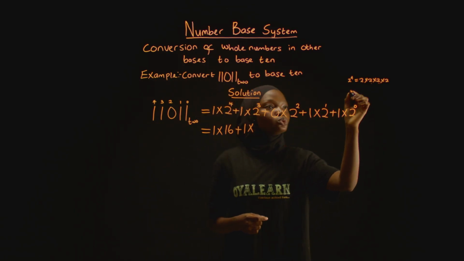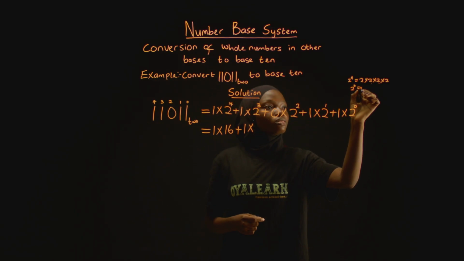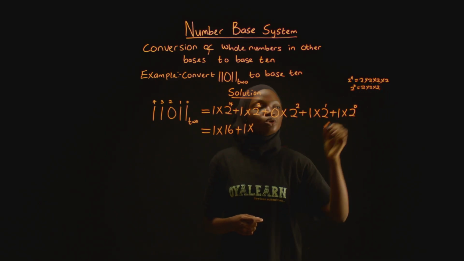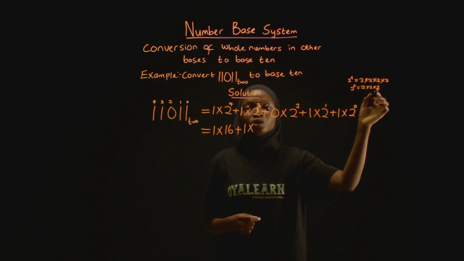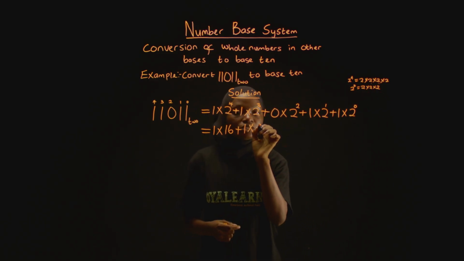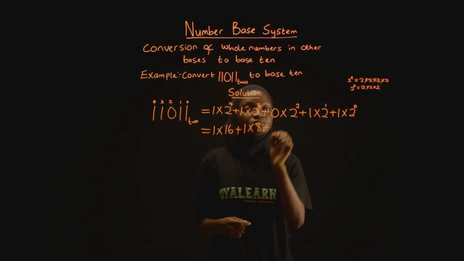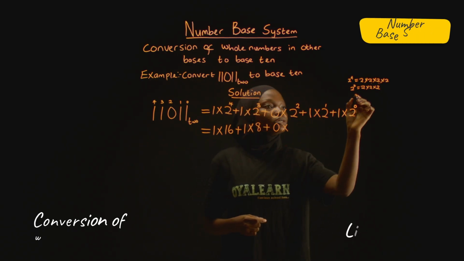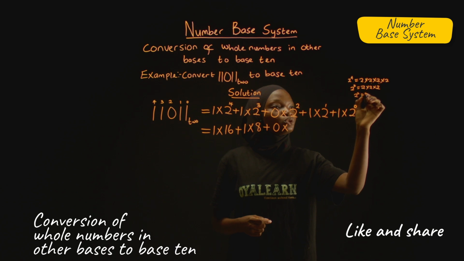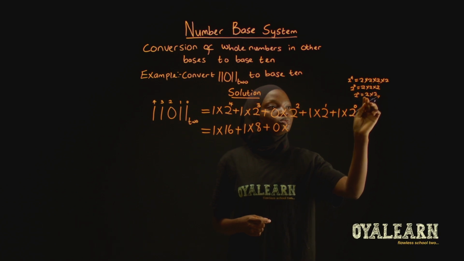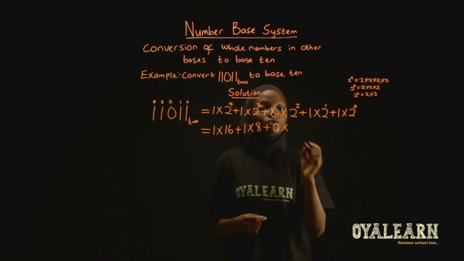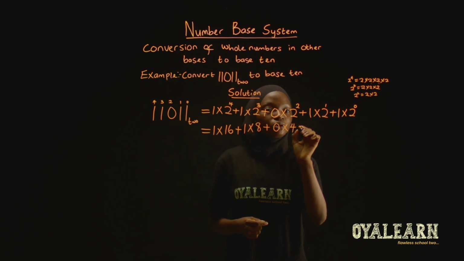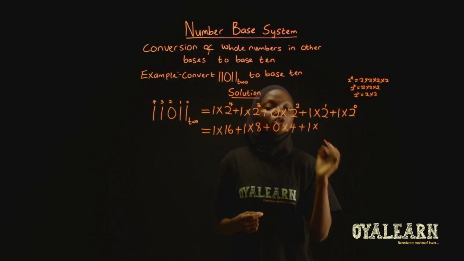That means you have 2 times 2 times 2. 2 times 2, 4. 4 times 2, 8. So 2 raised to the power of 3 here gives us 8, plus 0 multiplied by 2 raised to the power of 2. That's 2 multiplied by 2, 2 times 2, 4. So you have 4 here, plus 1 times 2 raised to the power of 1.